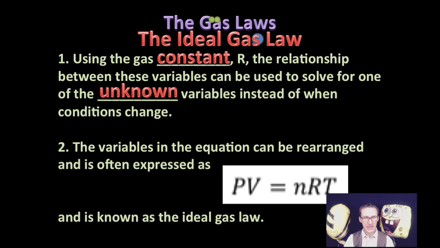So this is going to come in really handy using the gas constant R and the combined gas law when we are maybe not thinking about changing conditions, but when we just know some of the variables of the gas and we're looking to solve for one of the unknown variables. And many times when we talk about the ideal gas law, the variables in the equation are going to be rearranged and it'll be expressed as you see on your screen there.